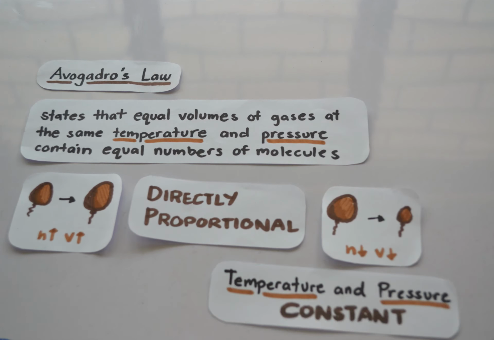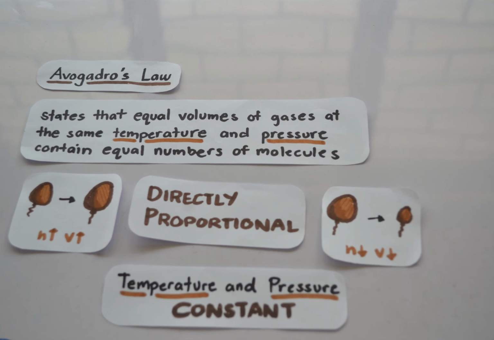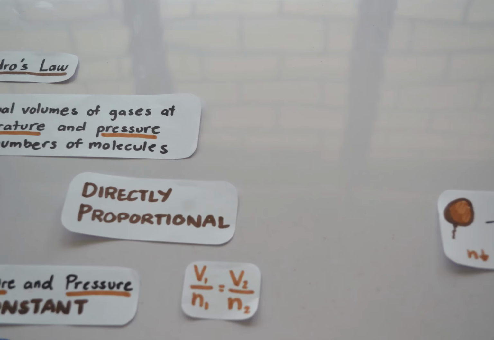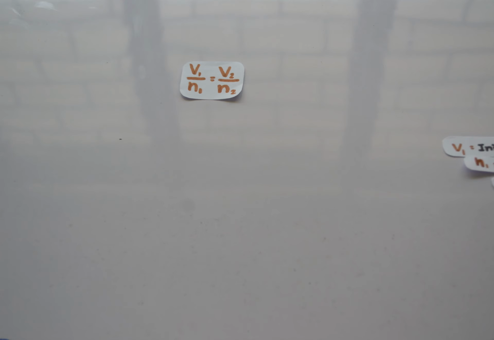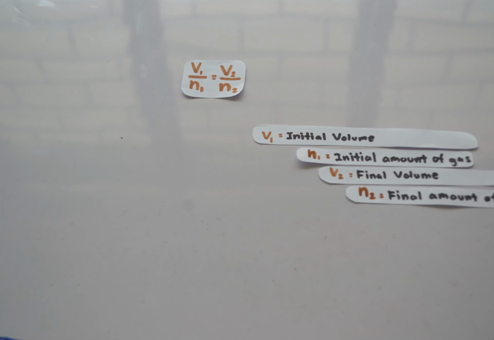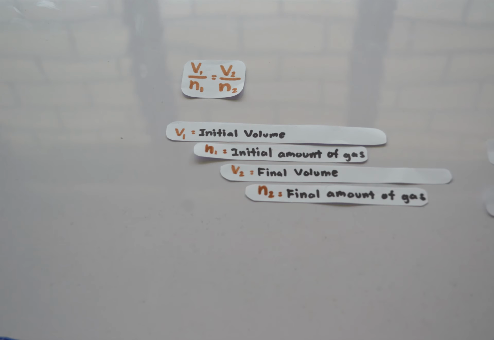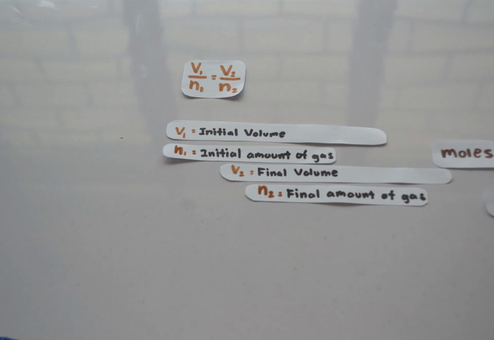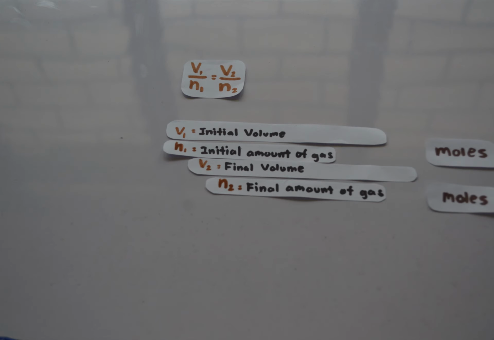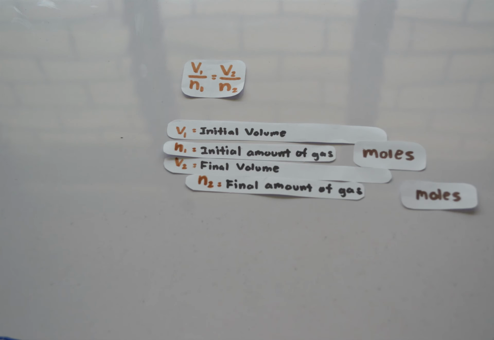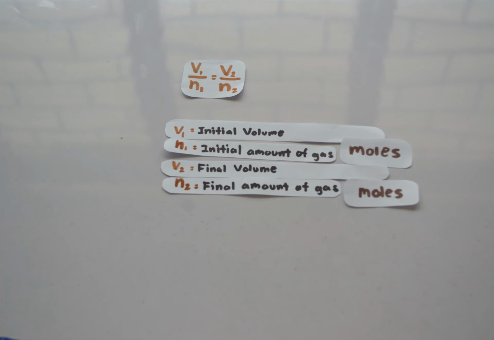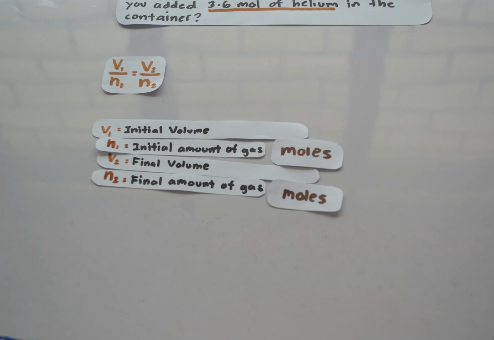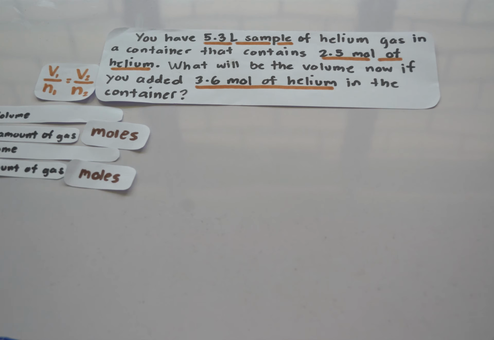Avogadro's law. Avogadro's law states that equal volumes of gases at the same temperature and pressure contain equal numbers of molecules. This is directly proportional: if you added helium gas in a balloon, the volume will increase, and if you decrease its volume, the amount of helium will decrease as well, while the temperature and pressure remain constant. So, how do we compute for it?